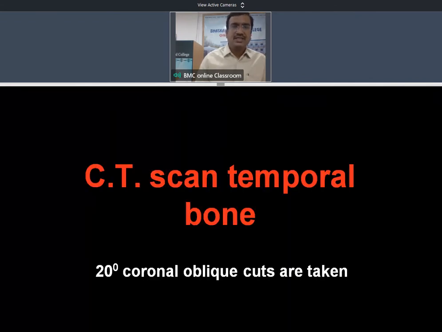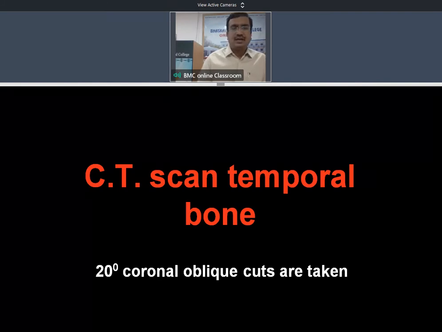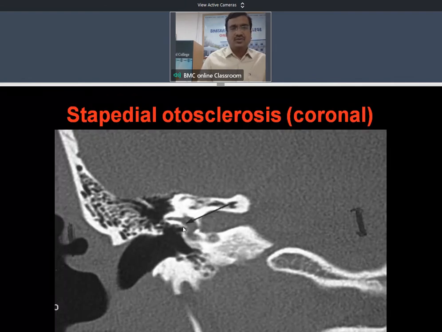The other investigation, radiological investigation, is CT scan. You can advise the CT scan so that you can see the clear anatomy of the bony labyrinth, whether there is thickening of the oval window region. You can see the chalky plaques, the thick focus, only in high resolution CT scans. In a normal CT you cannot identify the otosclerotic focus. So if you advise HRCT temporal bone, then you can see these kinds of foci.